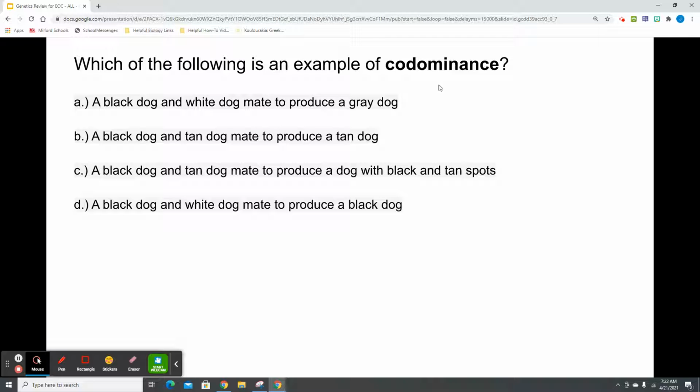So example, which of the following is co-dominant, meaning both traits showed up? Black and white make gray. That's not co-dominance, that's incomplete. Black and tan make a tan dog. That's not, that's complete dominance. One was completely dominant over the other. Black and a tan dog make a dog with black and tan spots. There it is, codominance. Both showed up.